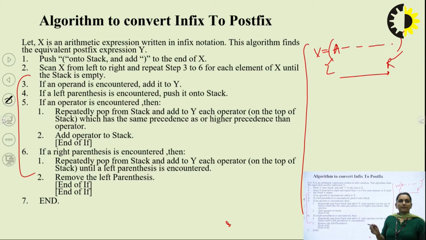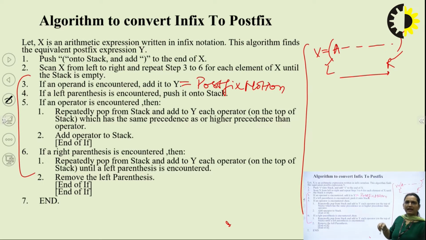Fine. If we encounter an operand in the infix expression, we add it to y, where y is the postfix expression. So any operand a, b, c, d, 1, 2, 3, 4, anything, goes into the postfix expression. If a left parenthesis is encountered, we push it onto the stack until we get the right parenthesis, because we have to pair left and right.